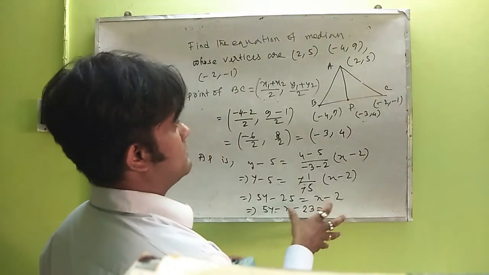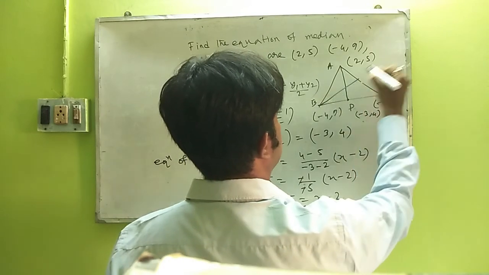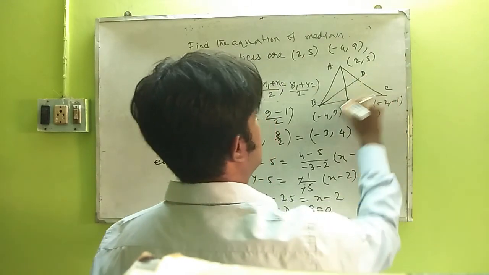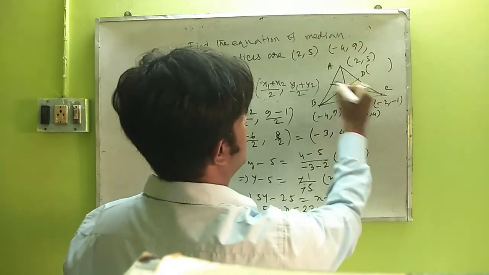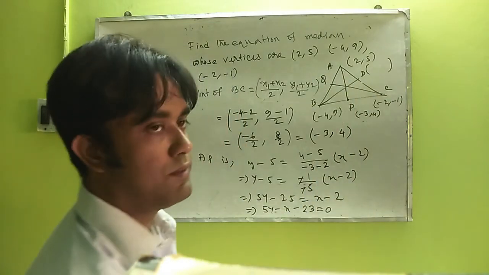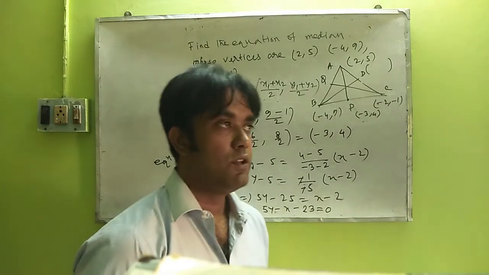In a similar process, you should calculate the equation of the median BD. You find D first as a midpoint, and for CQ, you find Q as a midpoint. Then do this in the same way.